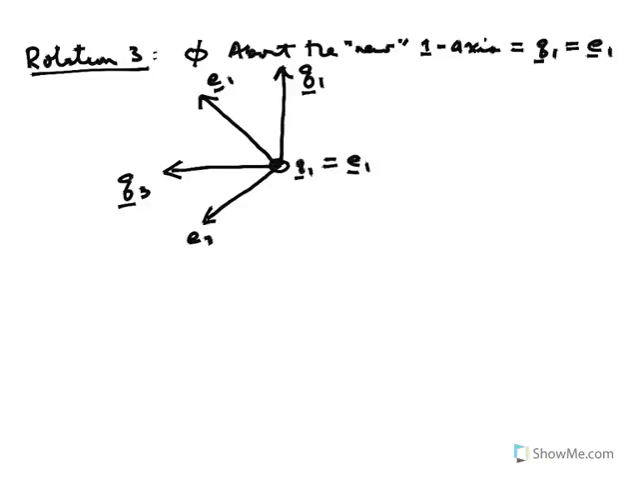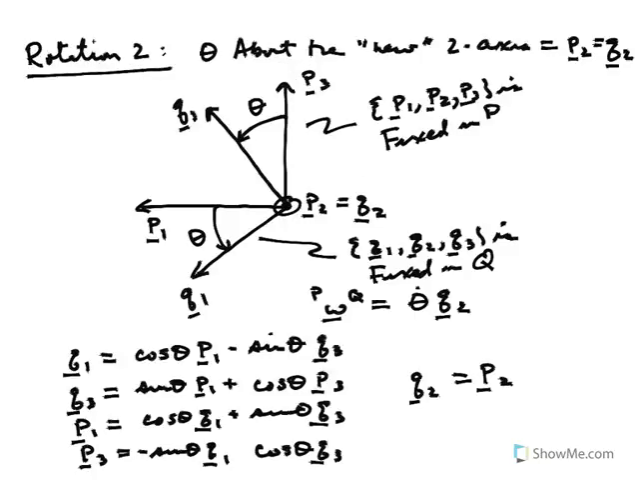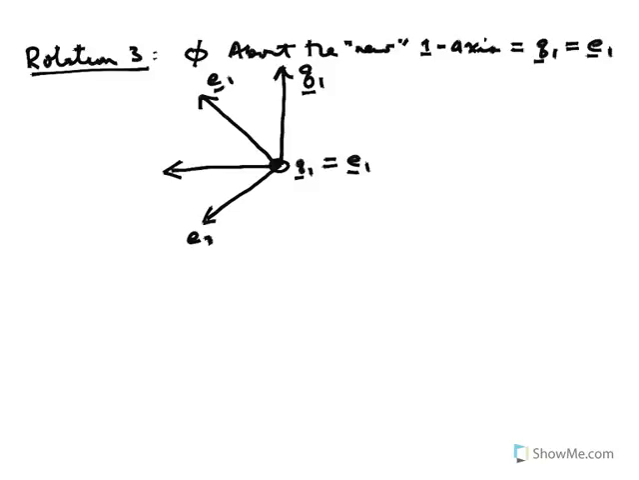So there is E1, and then this is E3. Sorry, this is not Q2. This is Q3. This is Q2. Sorry, Q2, and this is Q3. I'm doing rotation about 1. So this direction here becomes E2, and this becomes E3. And then this angle here is phi, and then this angle here is phi.